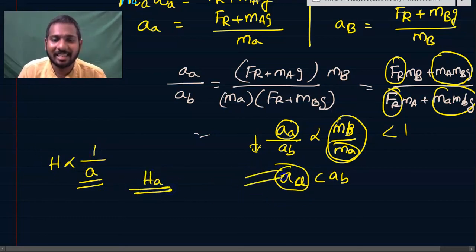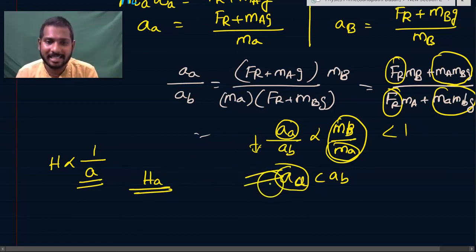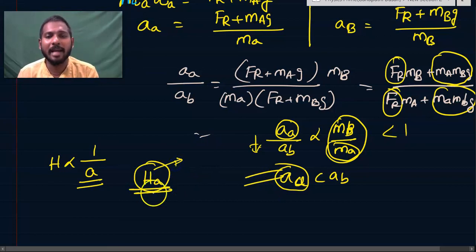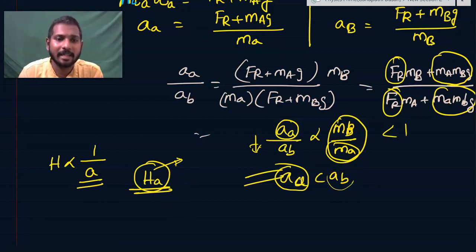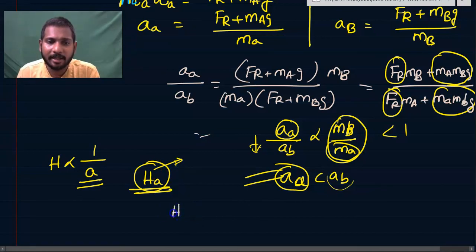Because acceleration in the first case, the A block, is less, the maximum height attained by the A block will be higher. Acceleration in B is high, which means the height attained by B will be lower. So the maximum height attained by A will be higher.